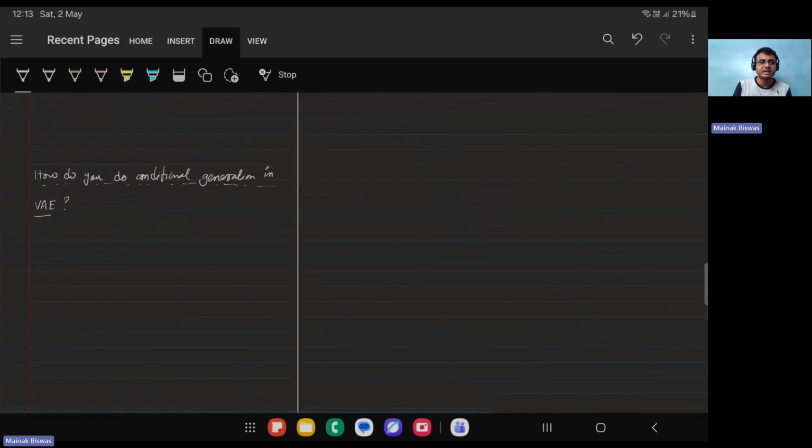How could you do it in VAEs? Right? In VAEs, you can do it very simply. You can make this graphical structure, say Z and Y both explain your data X, and say your Z also explains Y. So this is the graphical structure of the VAE.